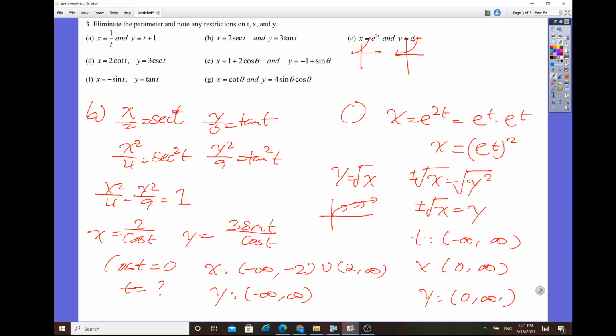Okay. And now let's do one of those complicated ones. So for d, just like b right there, using that isolated variable. Isolate that cotangent of t, cosecant of t, and then square both sides. But let's do e, and let's see what else.